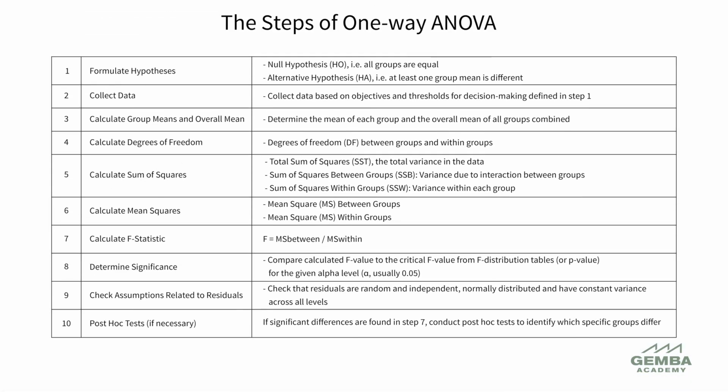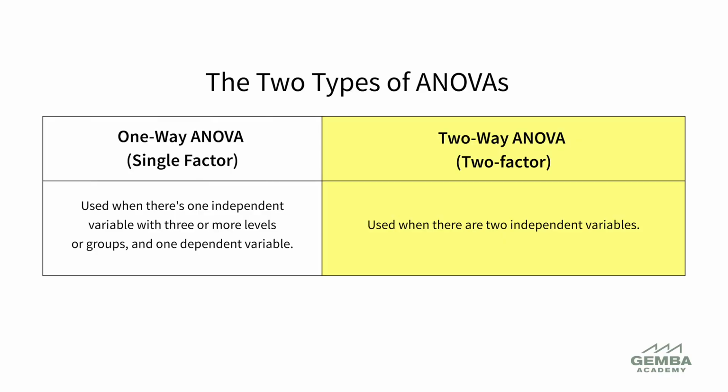There are 9 steps to conducting one-way or single-factor ANOVA, and if necessary, a 10th step. These are to formulate a hypothesis, collect data, calculate group means and overall mean, calculate degrees of freedom, calculate the sum of squares, calculate mean squares, calculate the F-statistic, and determine the significance of our findings. After the main ANOVA steps, we check our assumptions related to residuals. If we find significant differences, we proceed to the 10th step and conduct post-hoc tests to identify which specific groups differ.